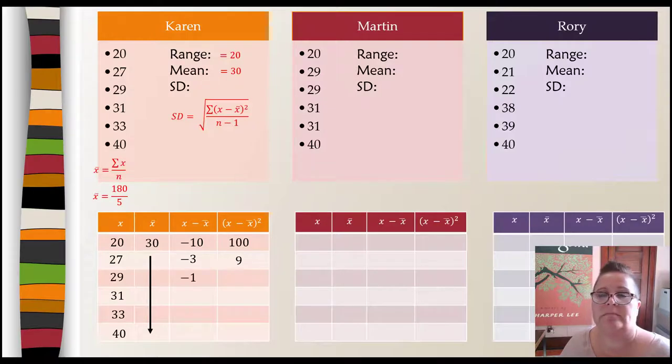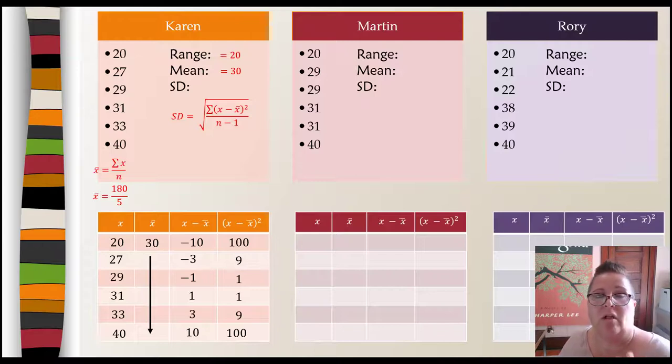Squared is 1. Then I'm going to do 31 minus 30. That's 1. And when I square that, that's still 1. Then 33 minus 30 is 3. And when I square that, I get 9. And then 40 minus 30 is 10. Squared is 100.